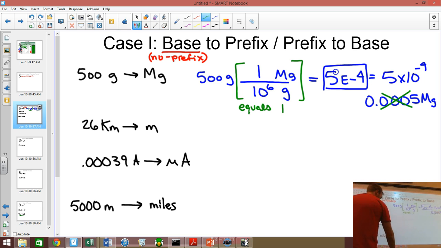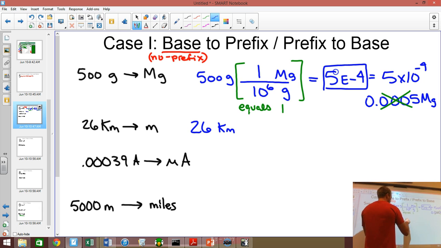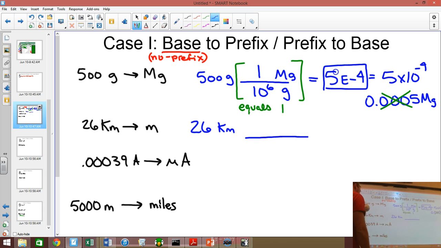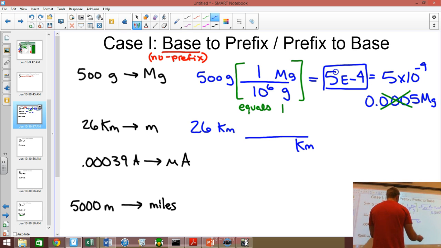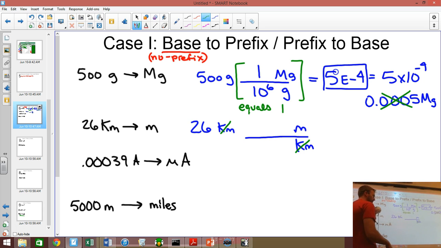Let's try another one. I start with what I'm given, 26 kilometers. The next thing I do is I draw my equivalency bar. I'm going to put kilometers on the bottom, and I'm going to put meters on the top. The units on the top cancel the units on the bottom. This is kind of an algebra trick that you learned back in algebra, that factors on the top and factors on the bottom can cancel as long as they're all multiplication in between.